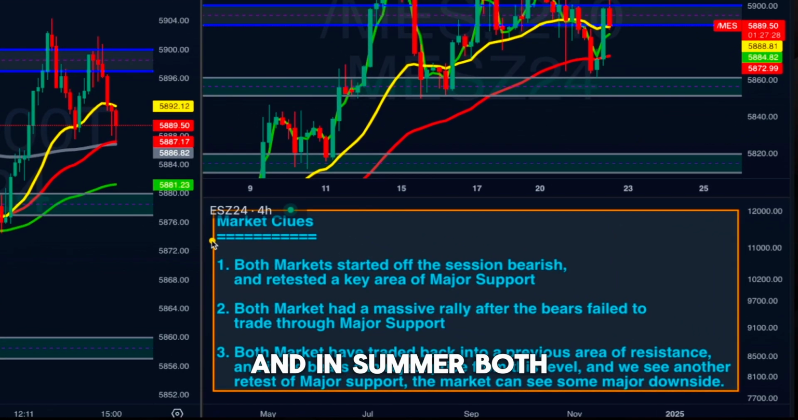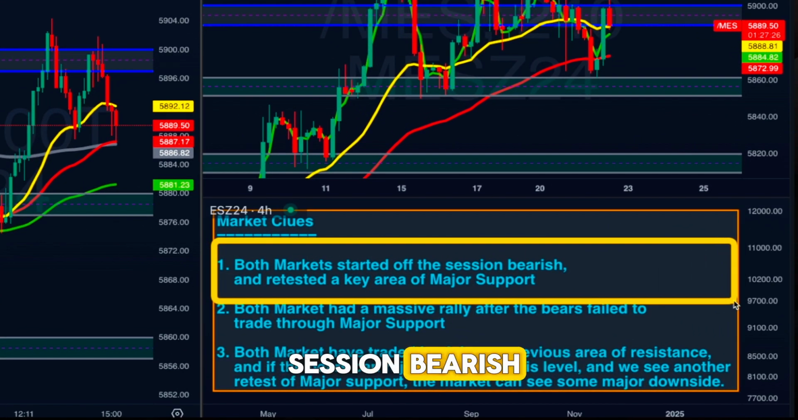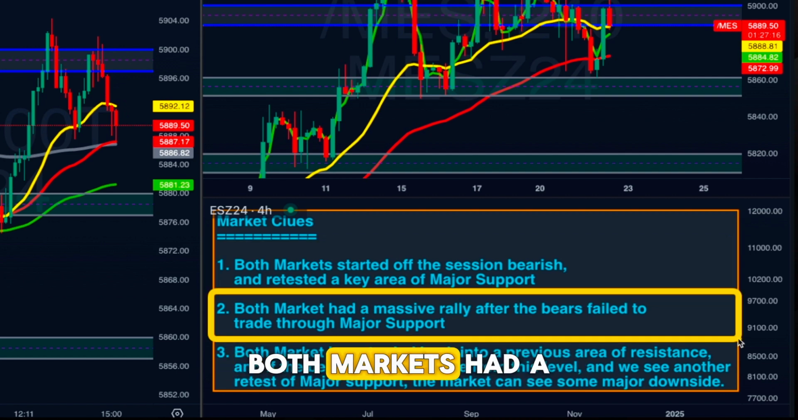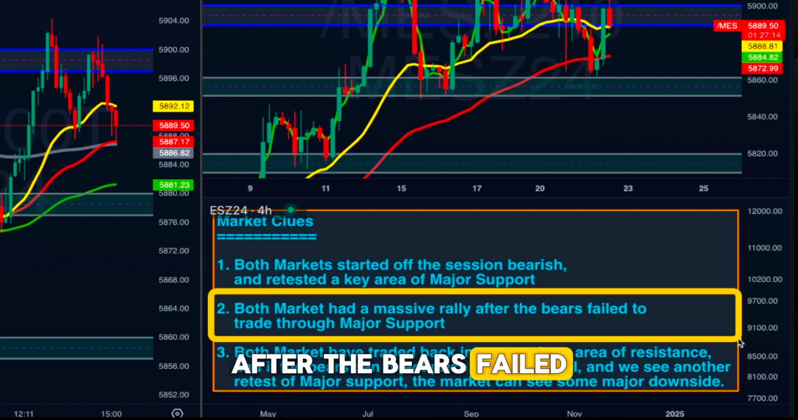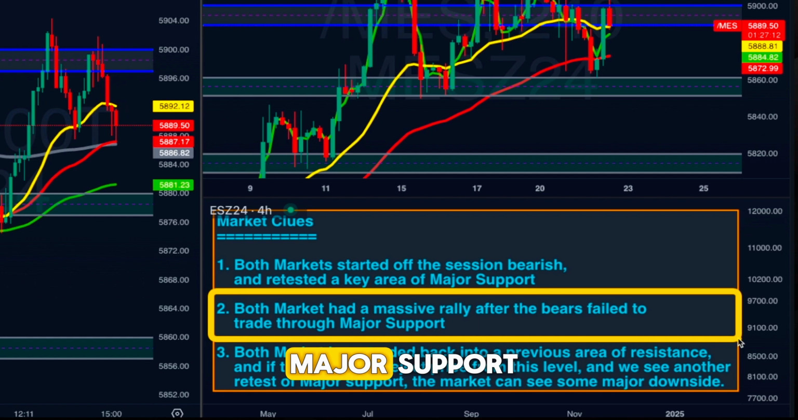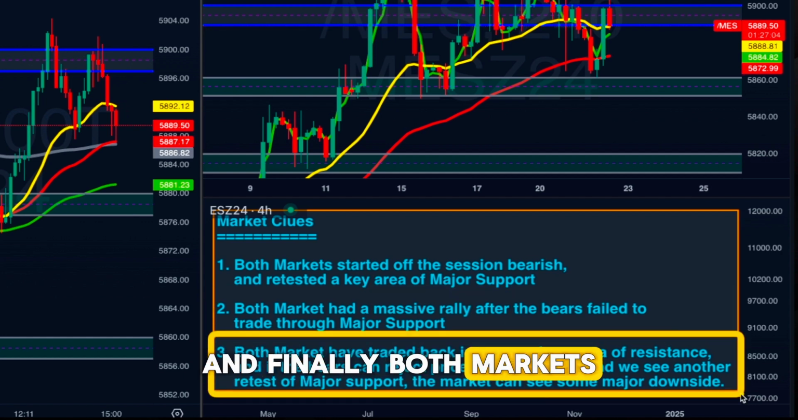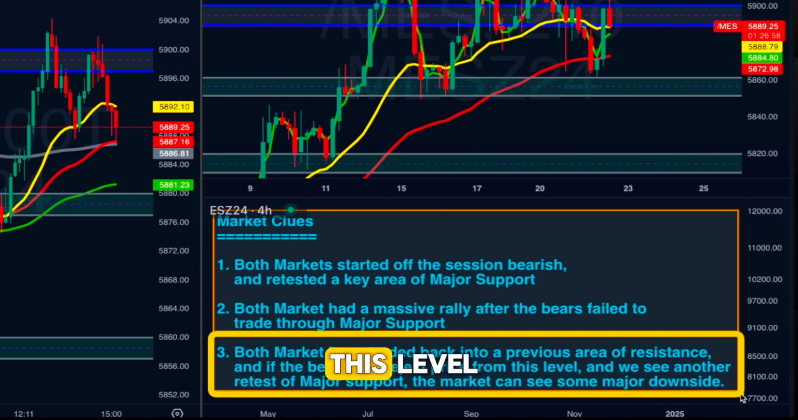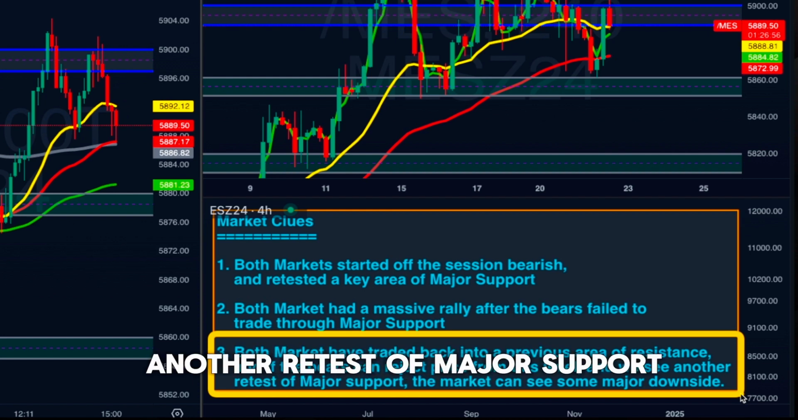And in summary, both markets started off the session bearish and retested a key area of major support. Both markets had a massive rally after the bears failed to trade through this major support. And finally, both markets have traded back and forth into a previous area of resistance. And if the bears can reject price from this level, we can possibly see another retest of major support.